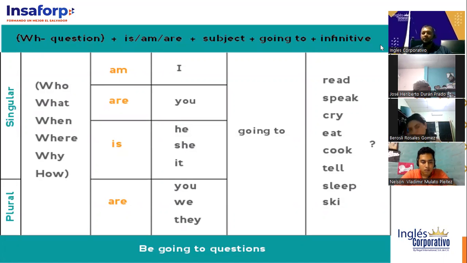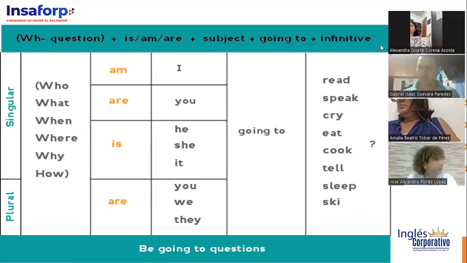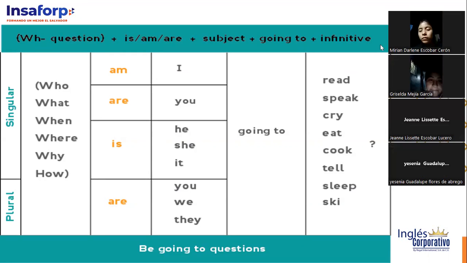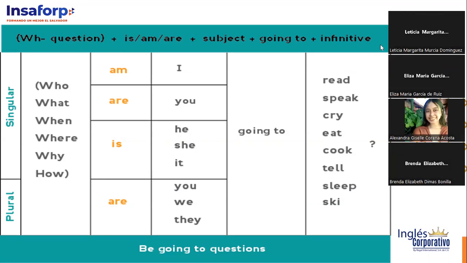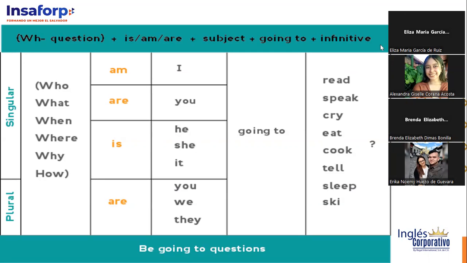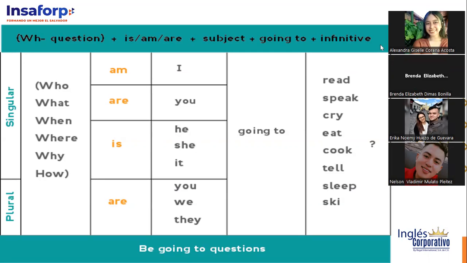Let's see. Nelson, select one of your classmates, please. Ask a question. Nelson? Hello. Es que tiene problemas con el internet, mister.